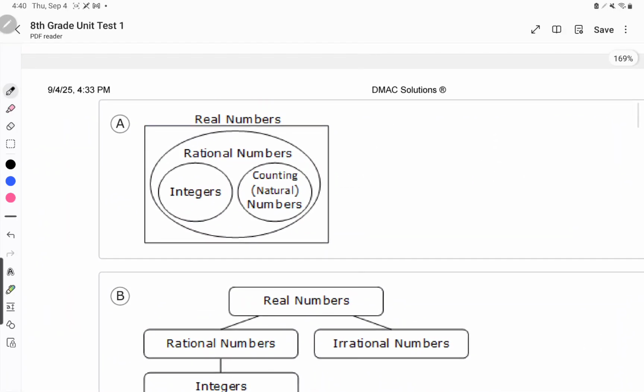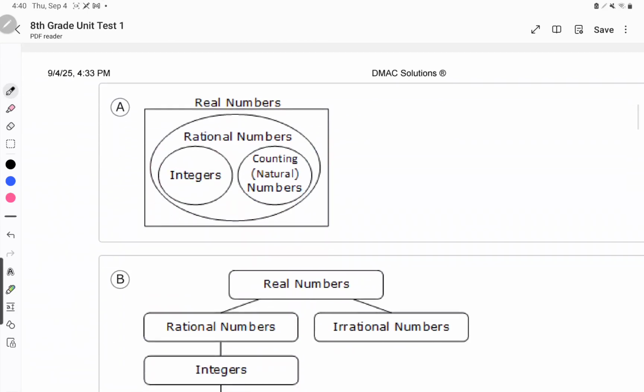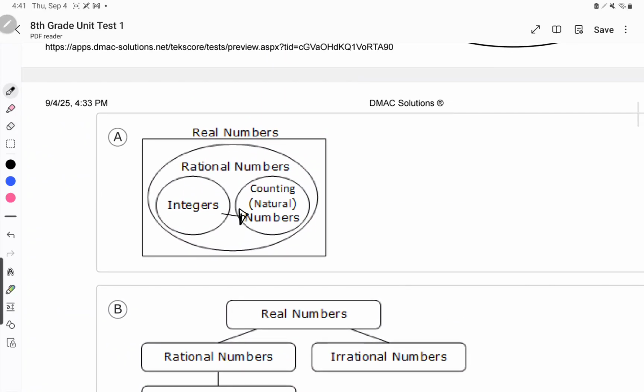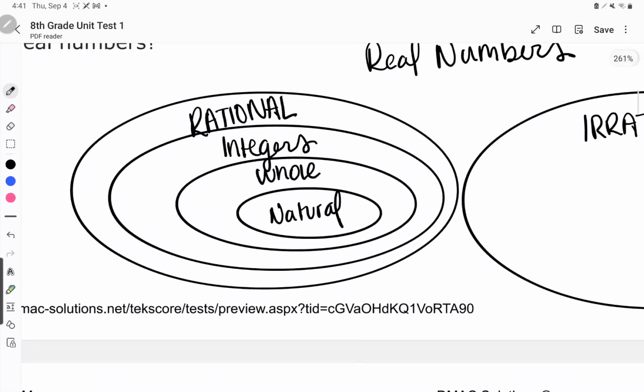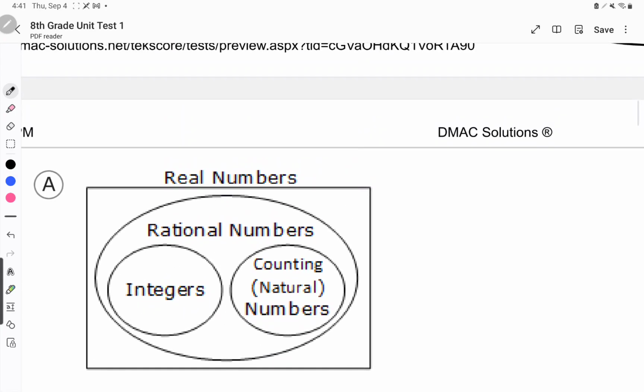When we look at this right here, real numbers, okay, that's fine. Real numbers have rational numbers. Well, that's true because the real numbers have the rational numbers up here. But then we see integers and counting numbers. Now, if we look up here, integers and counting numbers are inside of each other. Okay, so your counting numbers should be actually right here within the integer bubble, not over here. So that's why this one is incorrect. But I'm going to go through the rest and talk about why they are correct.